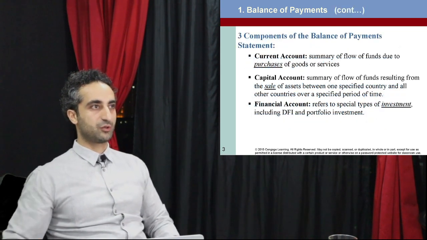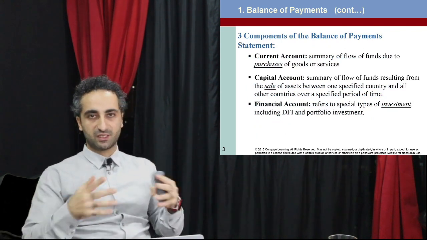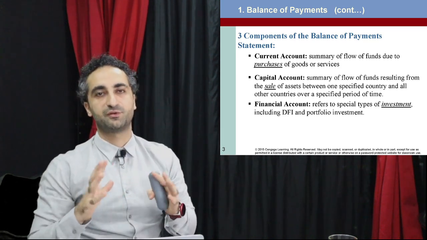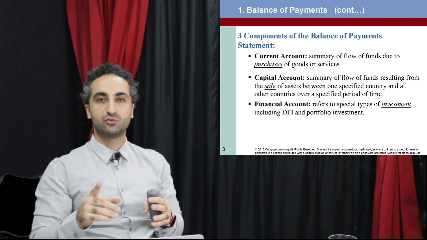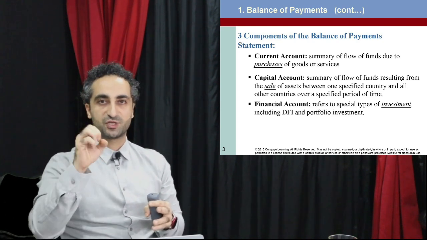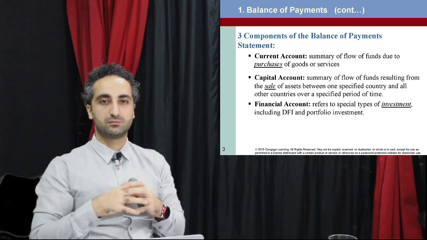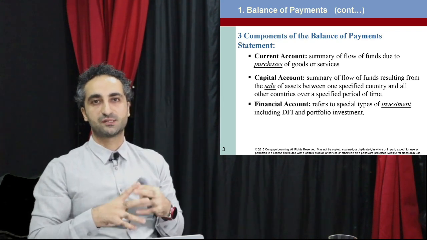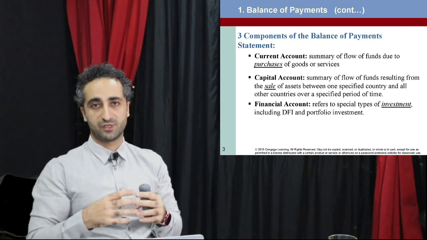Okay, let's focus on the components. What do we see in balance of payments? We will categorize things. We're not going to just keep it random. We're going to categorize these things into three groups. Current account. What is the current account? Summary of flow of funds due to purchase of goods and services. So if I bought raw materials from the Philippines, it must be there. If I sold CPO to the US, it must be there.